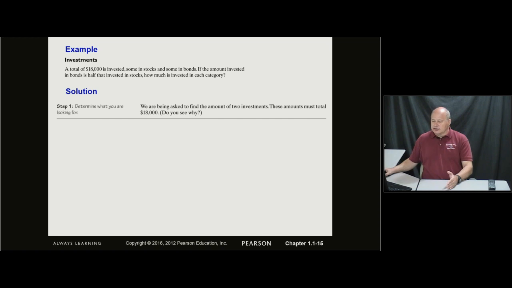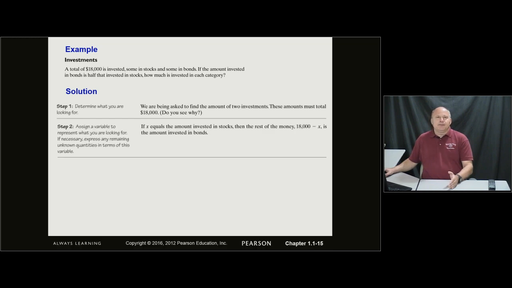All right, let's look at the solution here. Step 1, determine what you are looking for. We are being asked to find the amount of 2 investments. The amounts must total $18,000, right? Because you got 2 investments going into one account, which of $18,000.